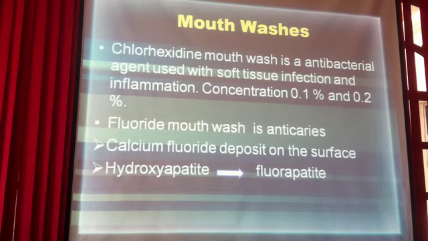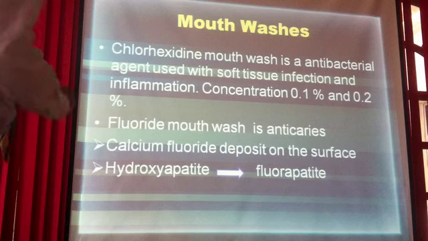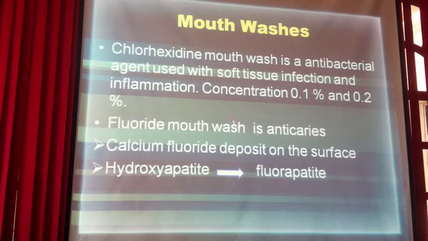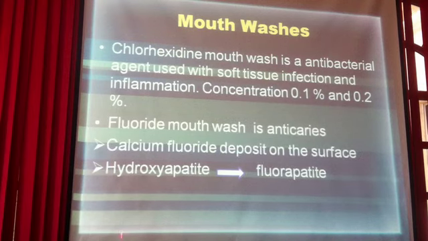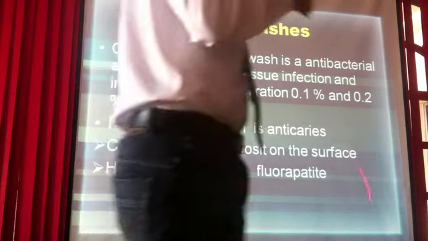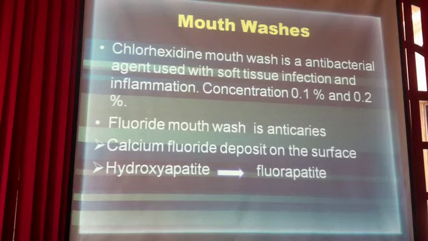Chlorhexidine mouthwash is an antibacterial agent used with soft tissue infection and inflammation. Concentration 0.1 to 0.2 according to ADA. Fluoride mouthwash is anti-caries. The most important two words I wanted from the slide, at least you have to get: antibacterial and anti-caries. Calcium fluoride deposits on the tooth. It's going to convert the hydroxyapatite to fluoroapatite. The fluoroapatite is more resistant to caries. Clear?